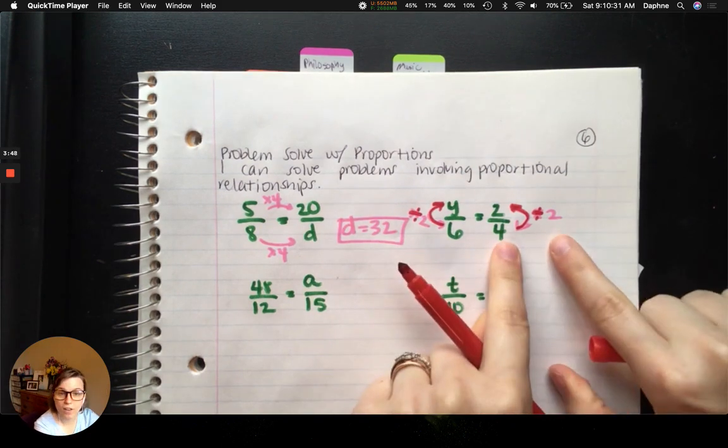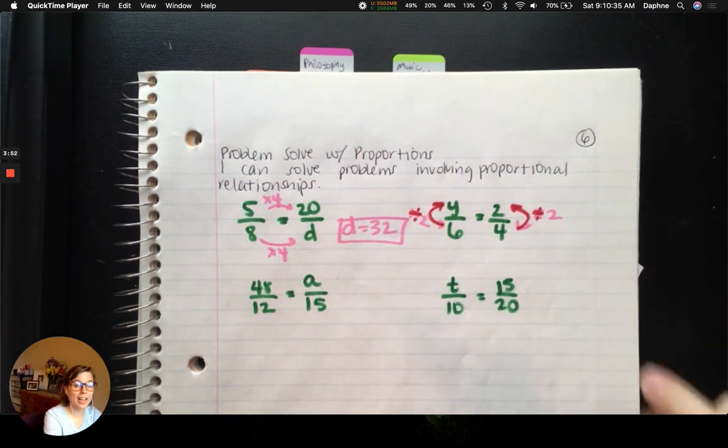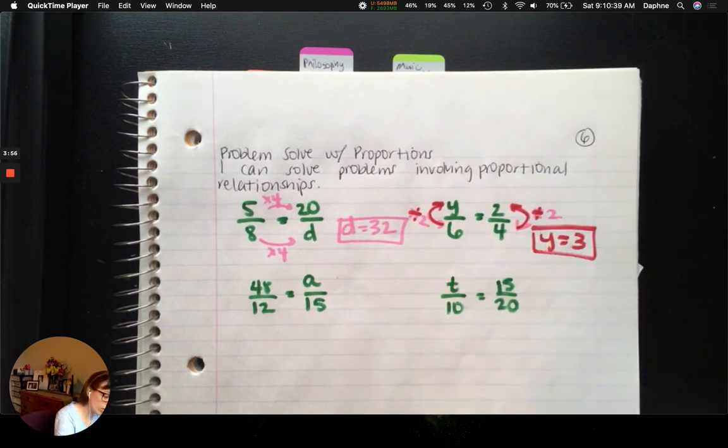Now we go 4 divided by 2 gets me 2. 6 divided by 2 gets me 3. So y equals 3. So you can think of it as multiplication or division. One goes one direction, the other goes the other direction.